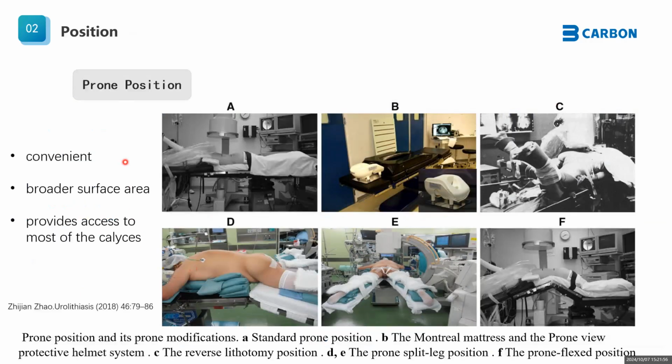And then for the position, in China, most doctors take the prone position because the prone position is convenient for the doctors in the lithotripsy procedure, and it has a broader, larger surface area and provides access to most of the calyces. Okay, there are different kinds of prone position, like spread legs or some other prone positions.